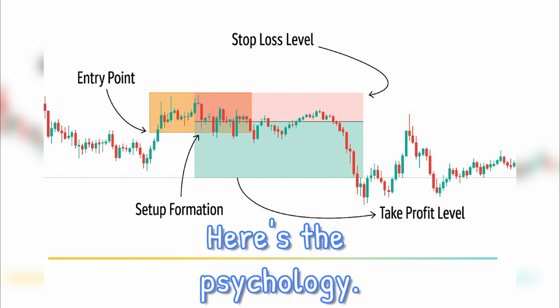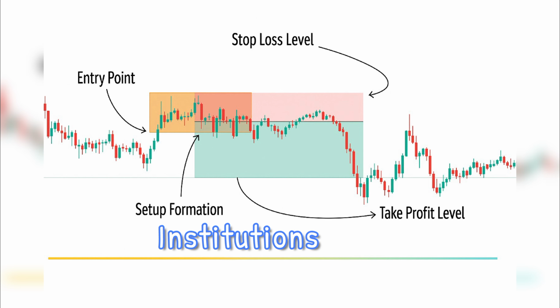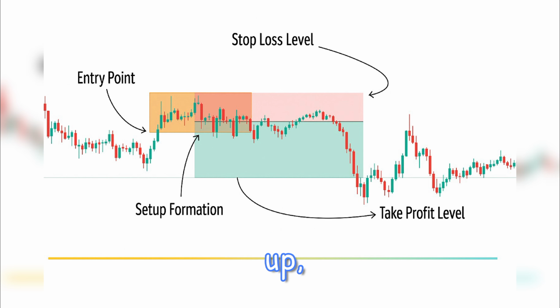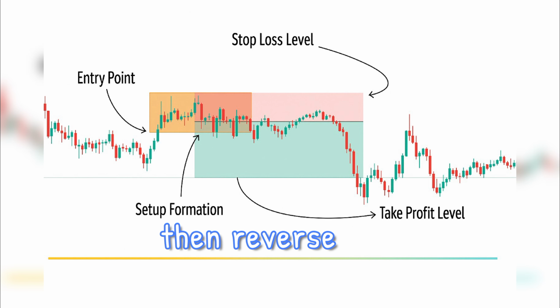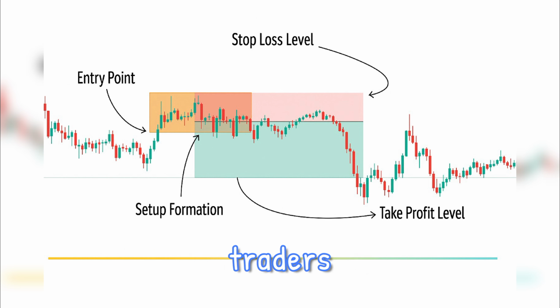Here's the psychology. Retail traders think price is going bullish. Institutions know this. They push the price up, trigger stop losses, then reverse the direction for a bigger move. The perfect entry is after the candle closes back inside the range, confirming the fake out. This is how smart traders catch the real move, not the noise.